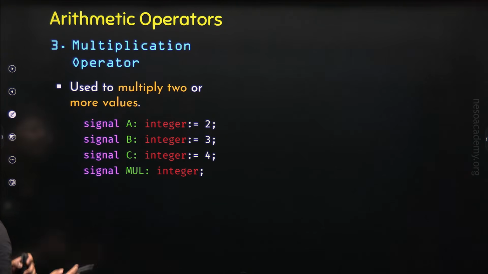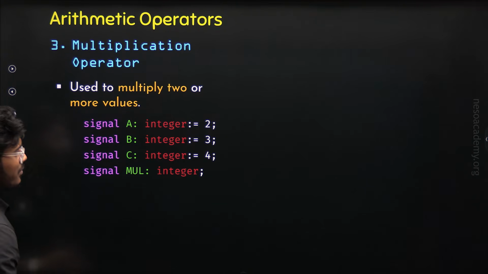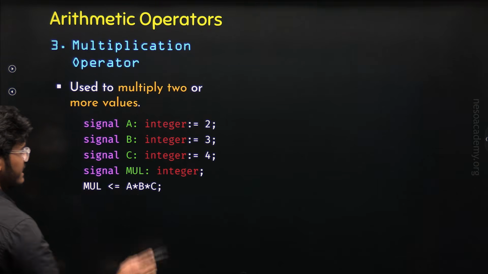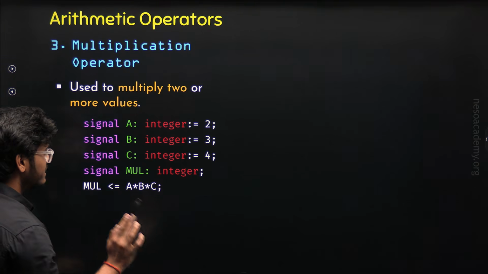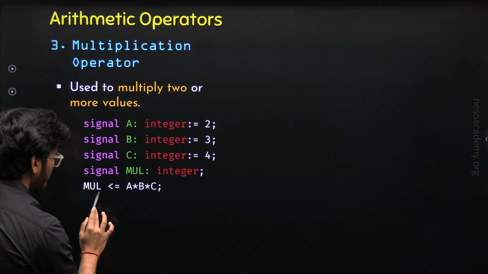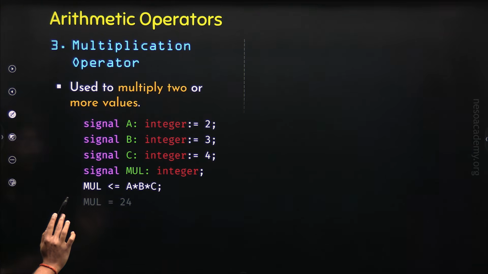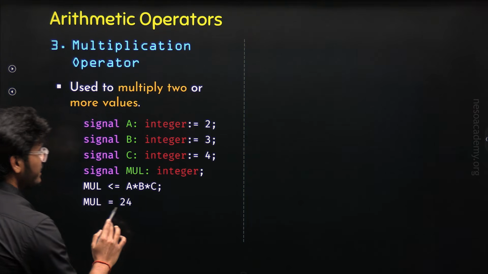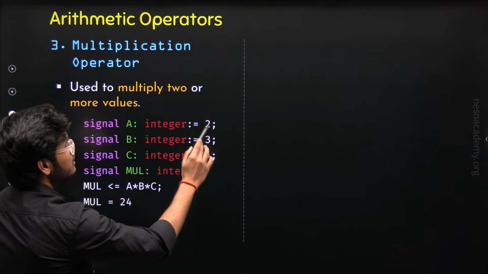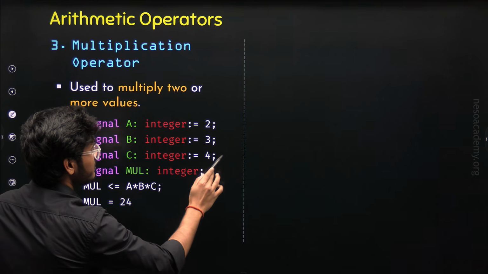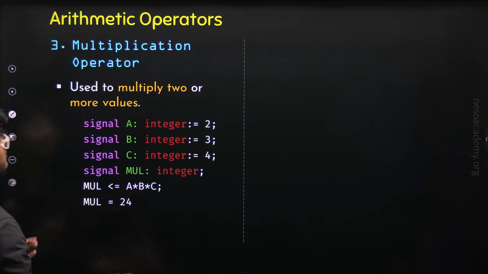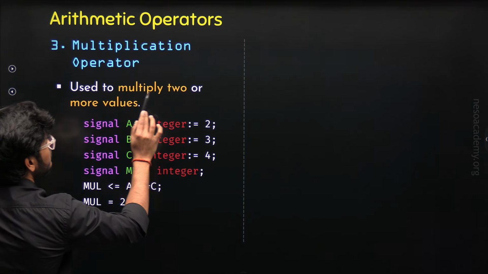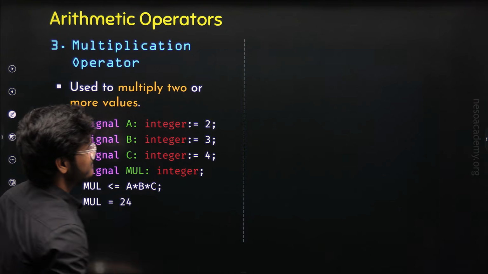Now let's understand how to use the multiplication operator. Here I am assigning A multiplied by B multiplied by C and storing the result inside this signal mul. So this signal mul will have the value 24, equal to 2 multiplied by 3 multiplied by 4. So I hope you understand how the multiplication operator is used to multiply two or more operands.